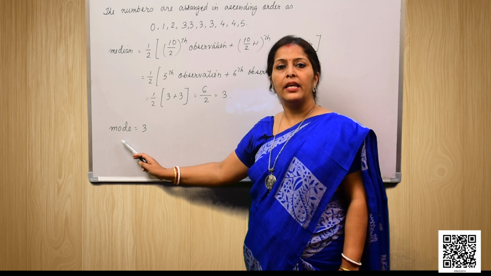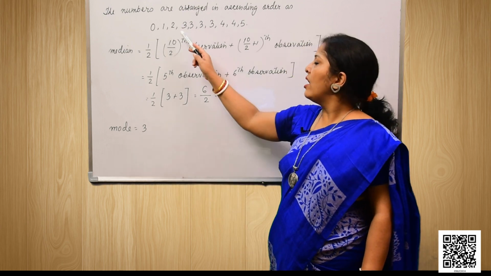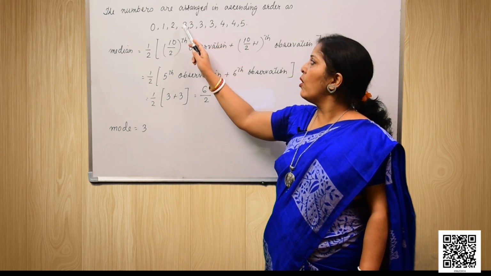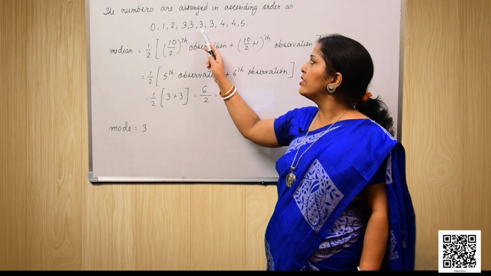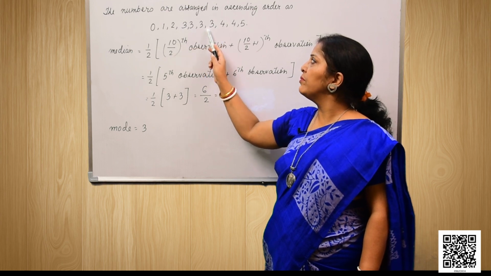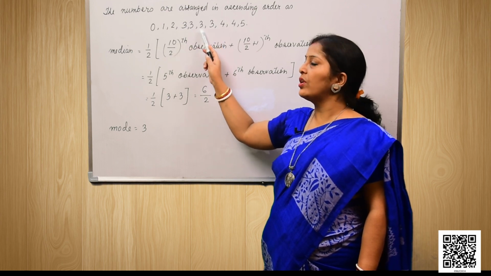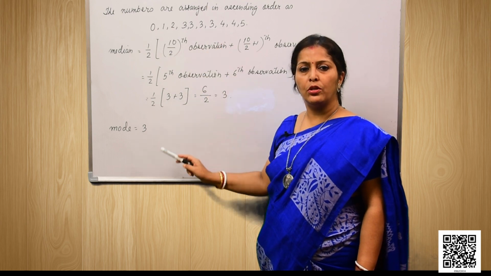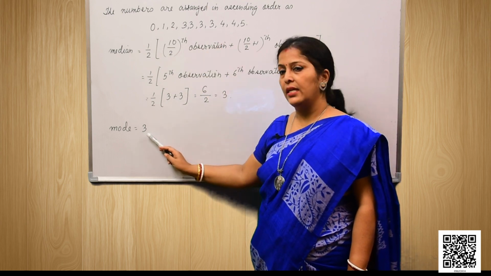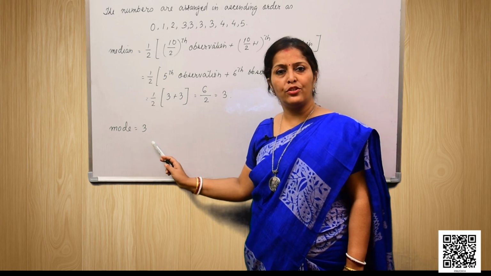And lastly is our mode. After arranging them in ascending order, we can see that the number 3 is appearing the maximum number of times, that is 4 times. So we can come to the conclusion that our mode is 3. I hope this is clear to you all.